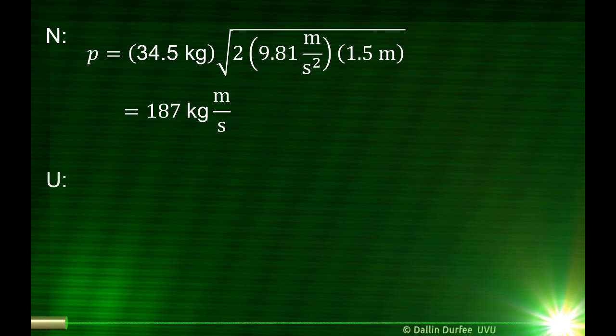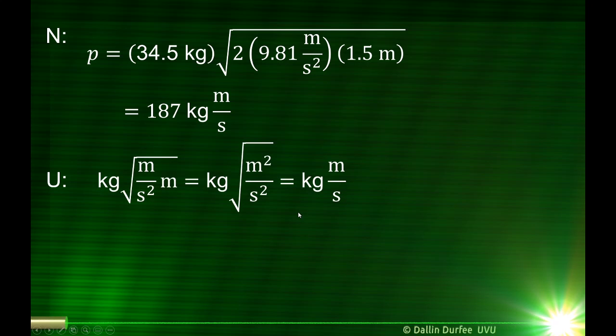Units: my units are kilograms on the outside of the square root, and then I have meters per second squared times meters, which is meters squared per second squared. Take the square root of that, and I get meters per second. So it's just kilograms meters per second. Those are the units of momentum, so the units worked out.